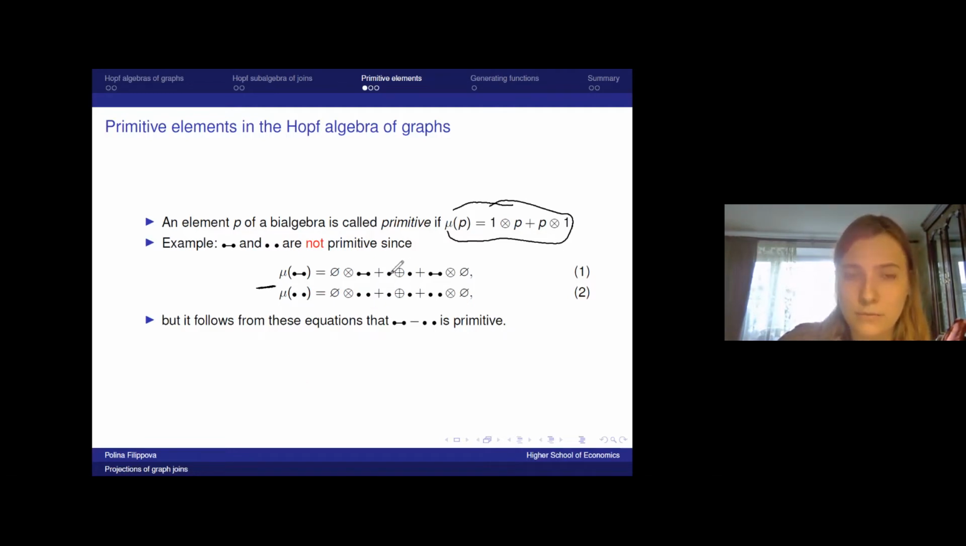If we take the difference, this will cancel out, and the result will have such a form. So their difference is a primitive element in the Hopf algebra of graphs. There is a construction that allows to obtain more primitive elements using a similar technique.